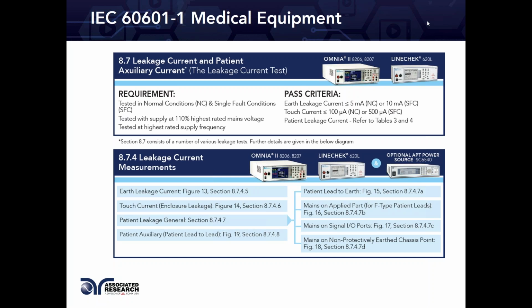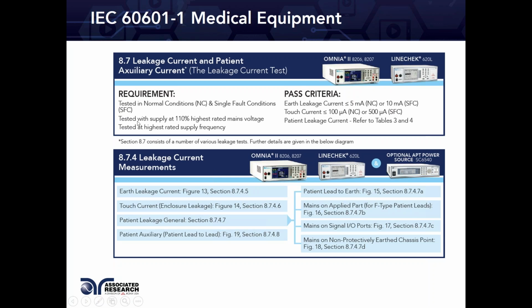Taking a look at 8.7 leakage current and patient auxiliary leakage current, the requirements that are listed require you to test in single fault and normal conditions. So you have a normal condition where line and neutral are proper with a closed ground. How much leakage are you going to see? This is your normal condition, and then a single fault condition. So again, if you have a single fault of open ground, a single fault of open neutral, a single fault of reverse polarity, what kind of leakage current are you going to see?